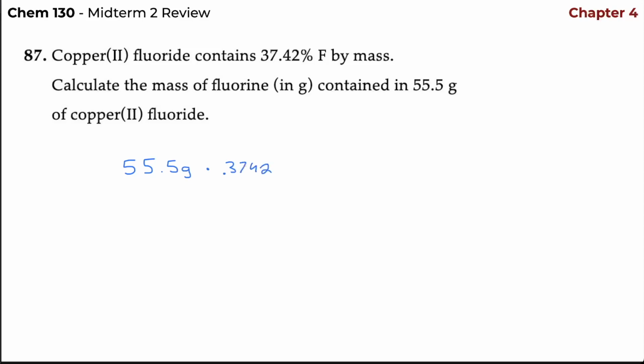Make sure you don't multiply it by this. Make sure you move the decimal two spots back because it's a percentage. You take the total, multiply it by the percentage, and you should just get your answer of how much fluorine is in it: 20.8 grams of fluorine. Pretty straightforward once you understand how to do it. It's a little tricky wording though, if you don't fully know what mass percent composition is.